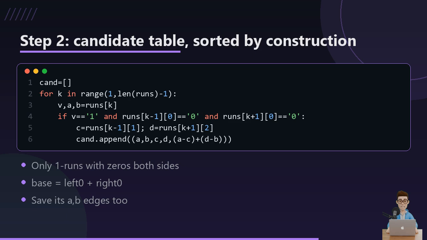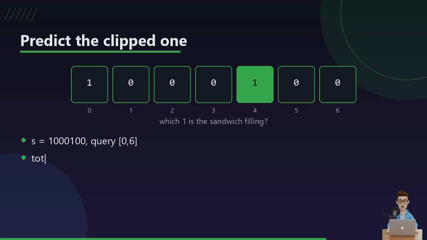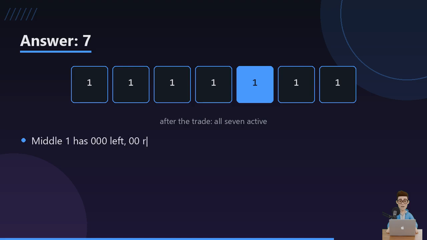Each tuple carries the one run edges A, B and the outer zero edges C, D, so clipping later needs no rederivation. Now the worked example, full range query. Two ones exist. Best sandwich is the interior one, but confirm for yourself that neither gap gets clipped here, since the window is the whole string. What's the answer? And which candidate index wins? Index 4, 1, 3 zeros left, 2 right, gain 5 plus 2 existing ones equals 7.